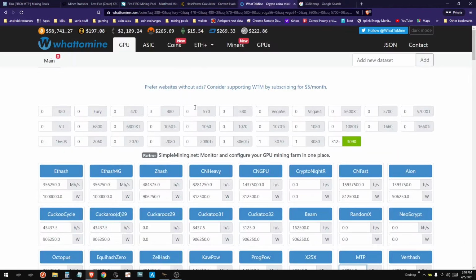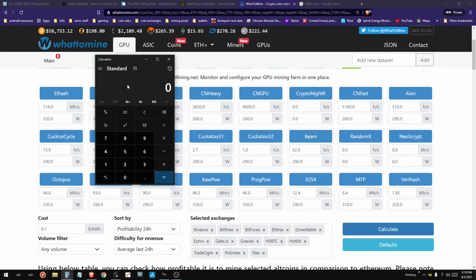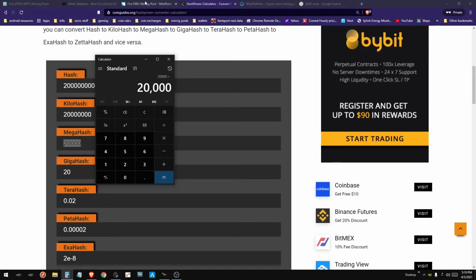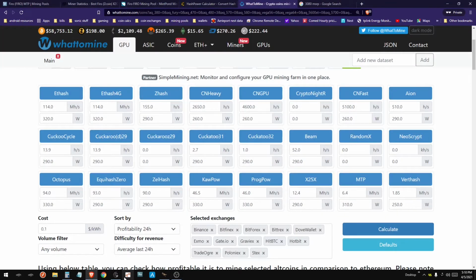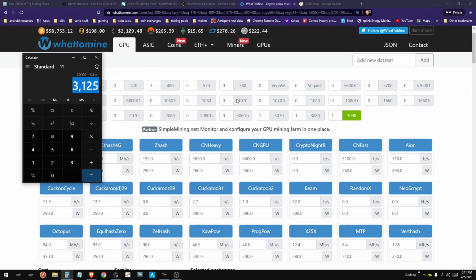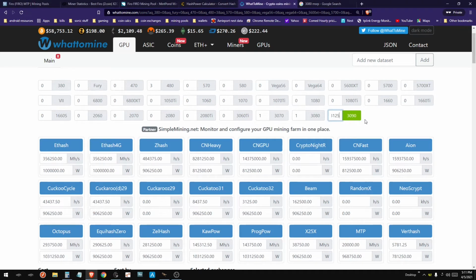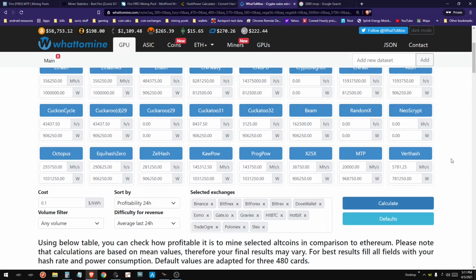We're going to go over here to What To Mine and put in 3090. So we have 20,000 megahash divided by 6.4. That's 3,000 3090s just in one pool. That's the best case, so that could be even more 3080s, even more 3070s or 3060s. So best case scenario, that is 3,125 new GPUs just at one pool. That's your 20 gigahash right there.